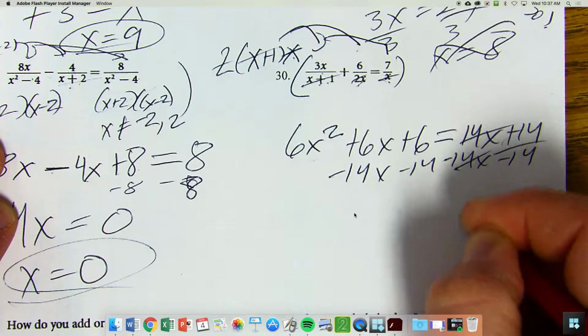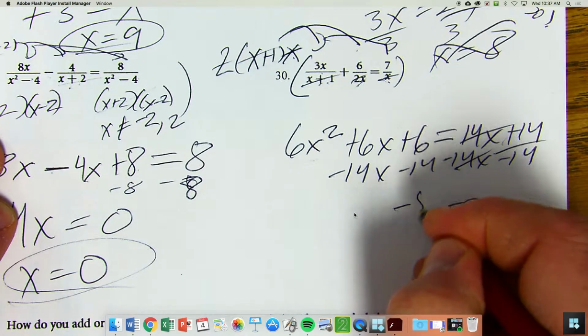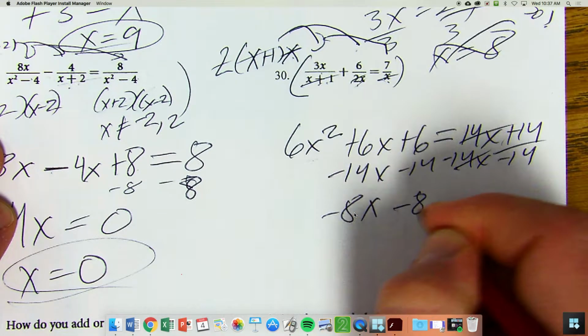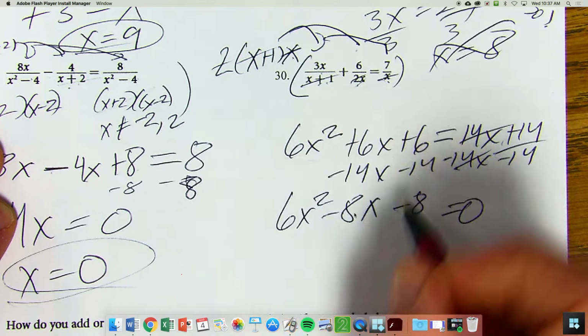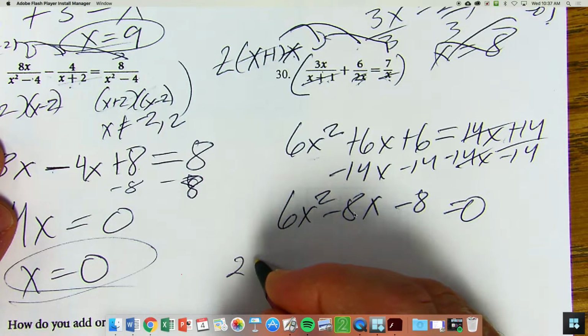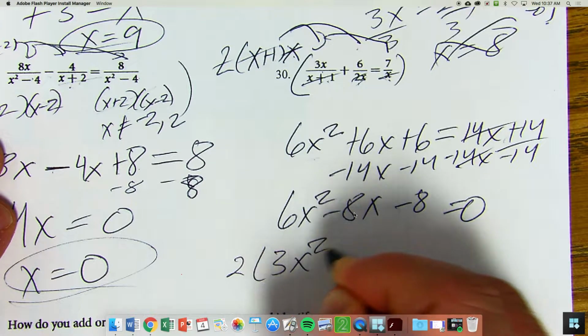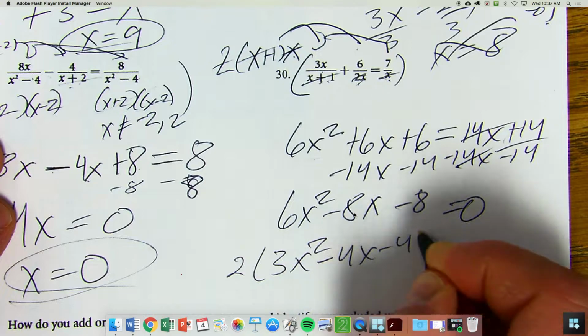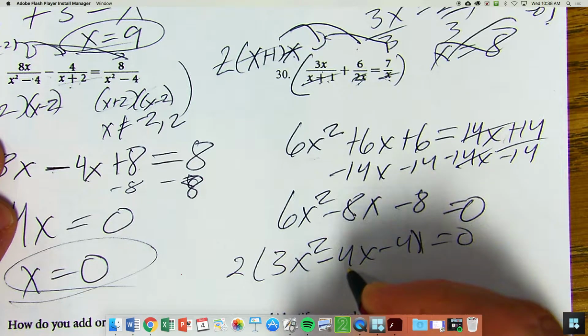Okay, get this thing equal to 0, and you're going to look to factor this. So it's going to be negative 8x minus 6x squared. If I were you, I'd probably factor out a 2 first. Try to get this thing down as much as I could. 3x squared minus 4x minus 4 equals 0. Then let's box this thing up.